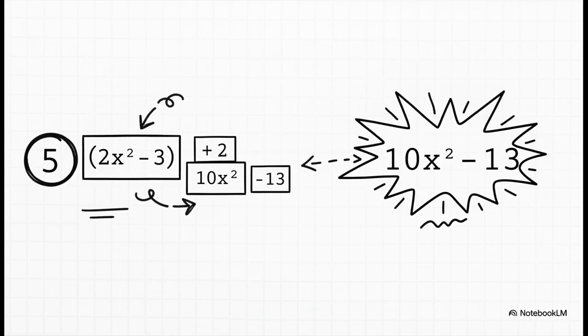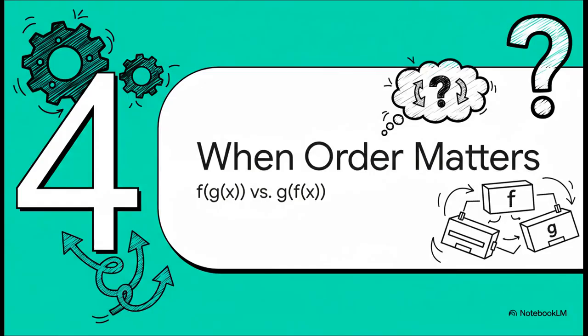And now for the easy part. Just simplifying, we distribute that 5 to get 10x squared minus 15. Then we combine the numbers, negative 15 and positive 2, and there it is. Our shiny new composite function is 10x squared minus 13. We did it! So we've figured out f of g of x. But this brings up a really important question. What would happen if we just swapped the order? Is putting g inside f the same as putting f inside g?